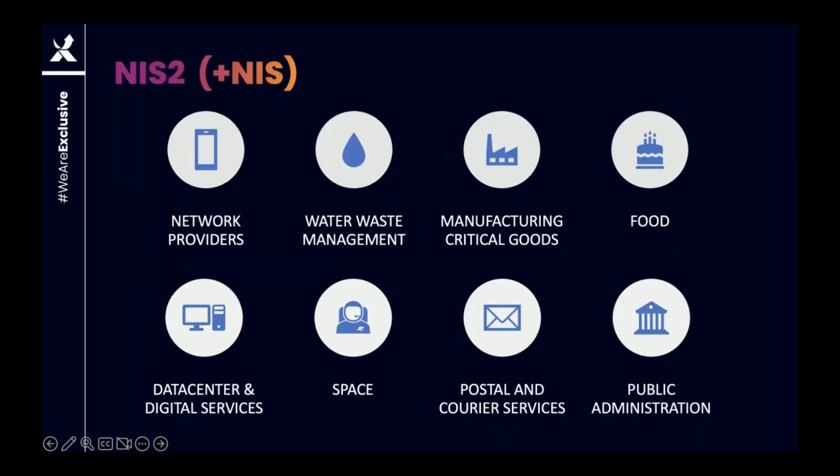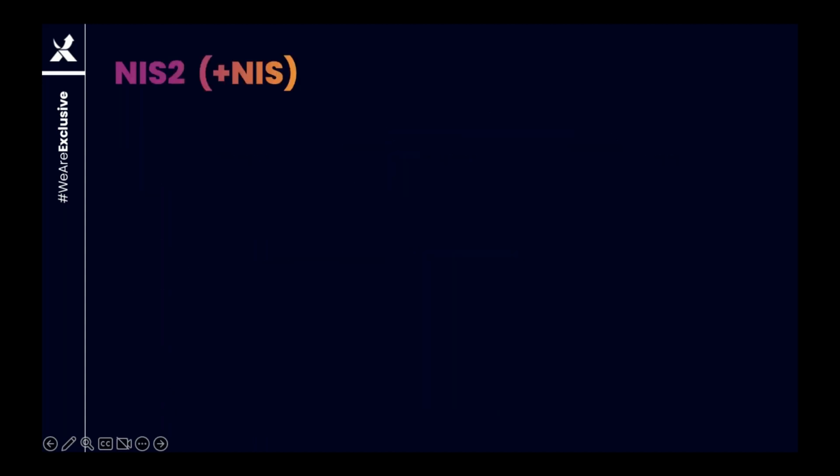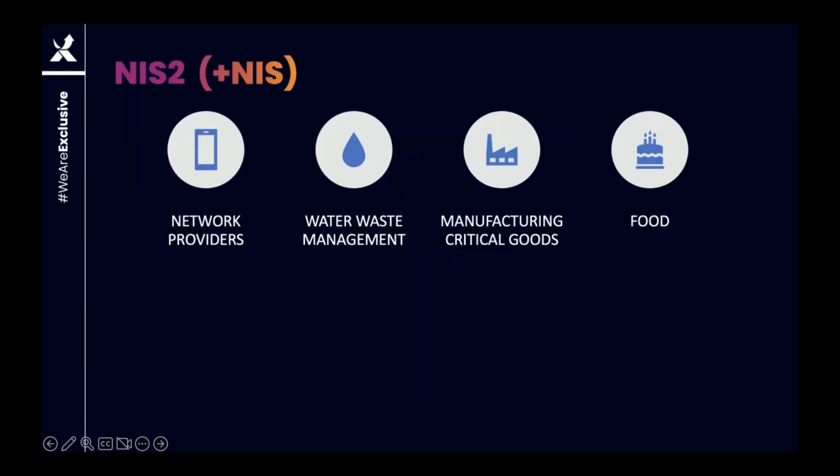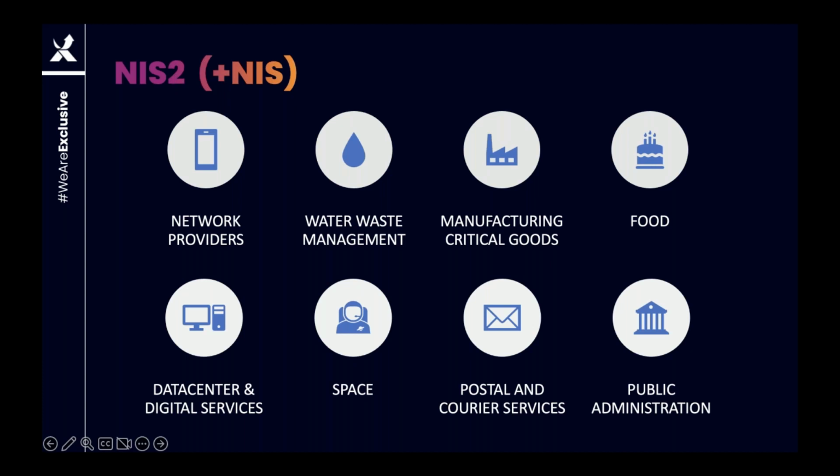Oh, my bad. With NIS2, we increase the scope. Okay, so every sector from NIS1 still applies, and additional to healthcare, it's no longer just for hospitals, but also includes medical labs, medical devices, or any pharmaceutical-related company, actually. But okay, new sectors, which include network providers, everything about water management, manufacturing of critical goods, chemical goods, stuff like that, food providers, those who handle food, data center and digital services, aerospace, postal and courier services, and public administration.